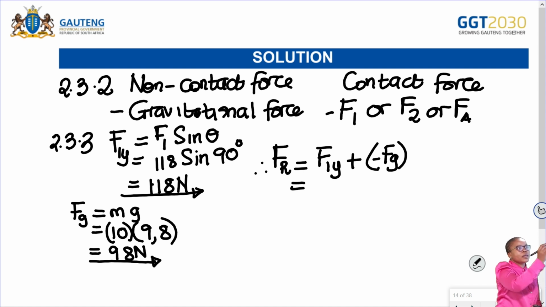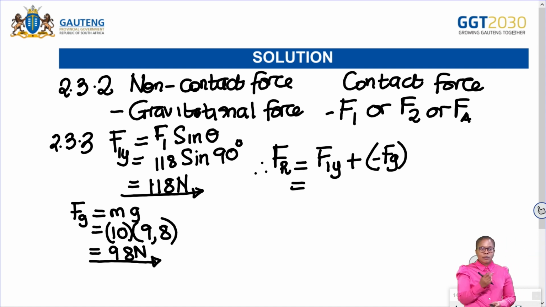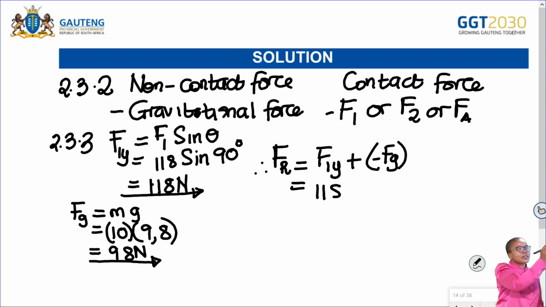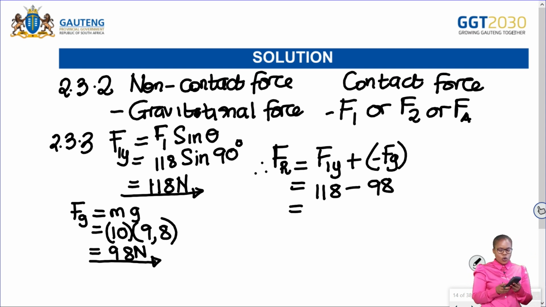Okay, so into negative gravity. So what is our F1y? I'm calling it F1y because this is the y component. Okay, so this is 118. Positive times negative will give you a negative. And then so this is going to be negative 98. Okay, so what is it? Therefore, your 118 minus your 98 is therefore giving you 20 newtons.